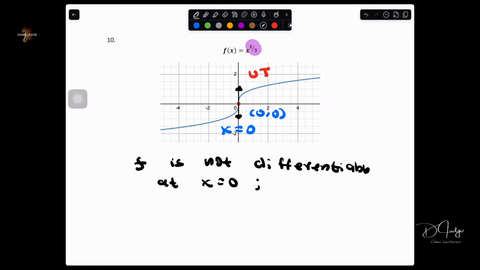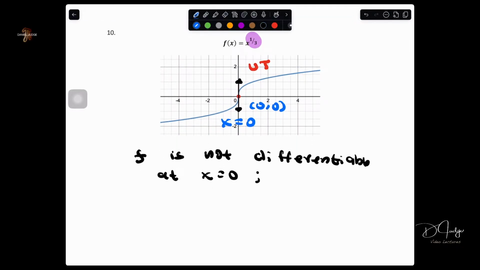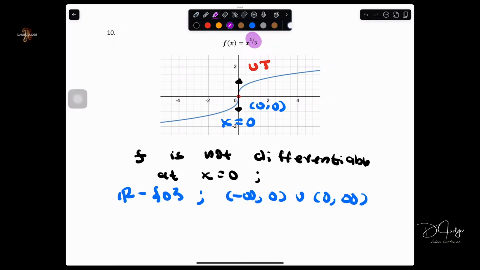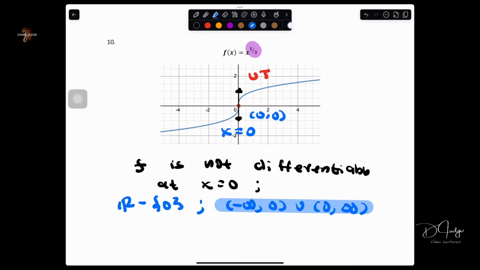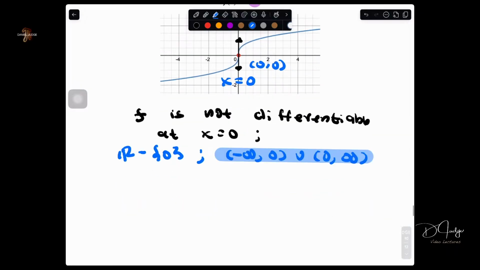Only at that location. We have to throw it out. It's differentiable everywhere else but 0. So we're going to write this in interval notation. And that's the exercise. This is what we're looking to do for this here. Okay, they're not asking you to prove this. We proved this in class, that it's not differentiable at 0, but you can do a visual sort of inspection of the curve. And I believe that's that.